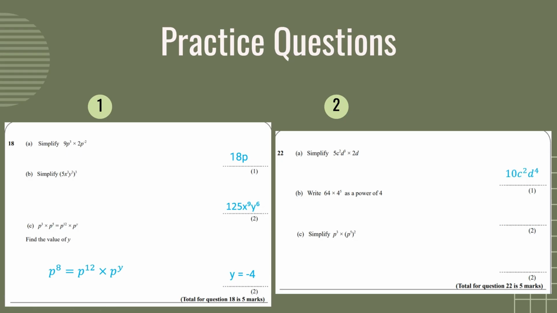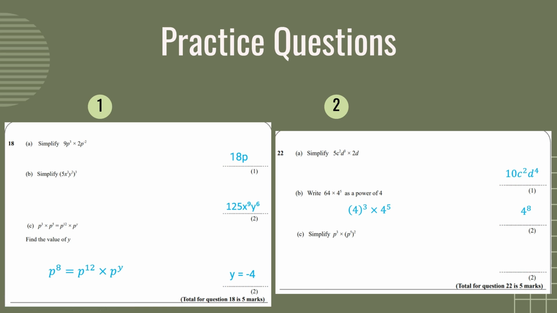Part B asks us to write 64 times 4 to the power of 5 as a power of 4. If you didn't know, you can write 64 as 4 cubed. As our base numbers are now the same, we simply add 3 and 5 to get 8, leaving us our final answer 4 to the power of 8.